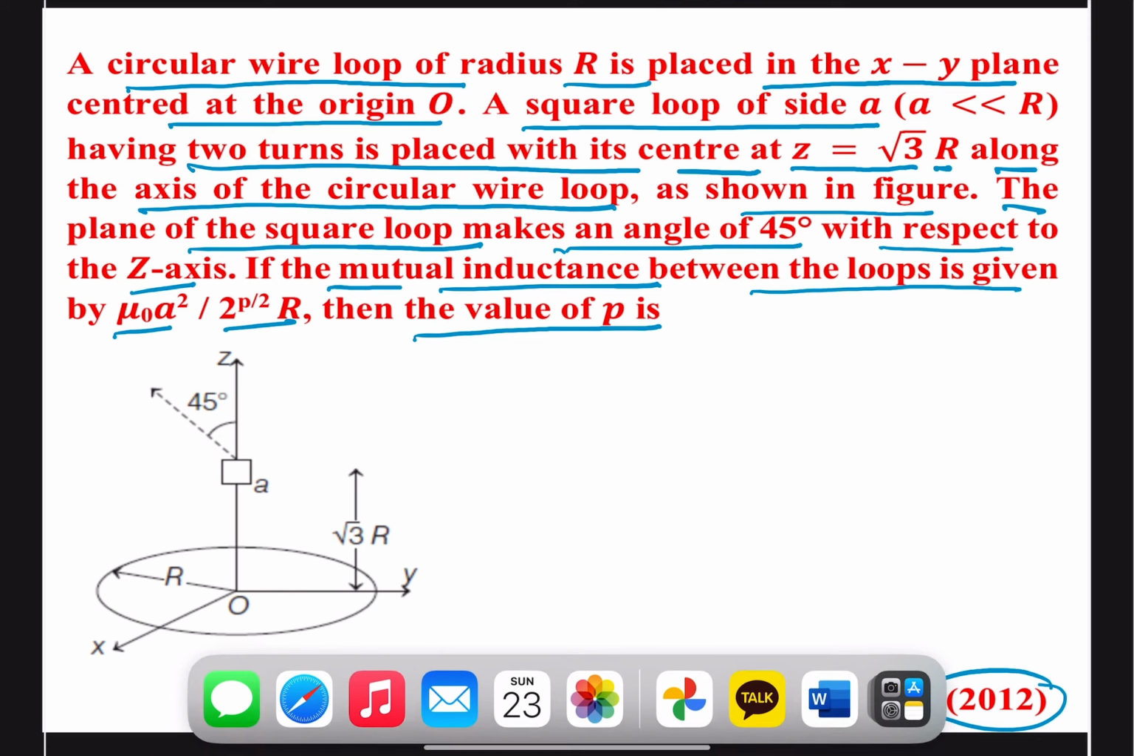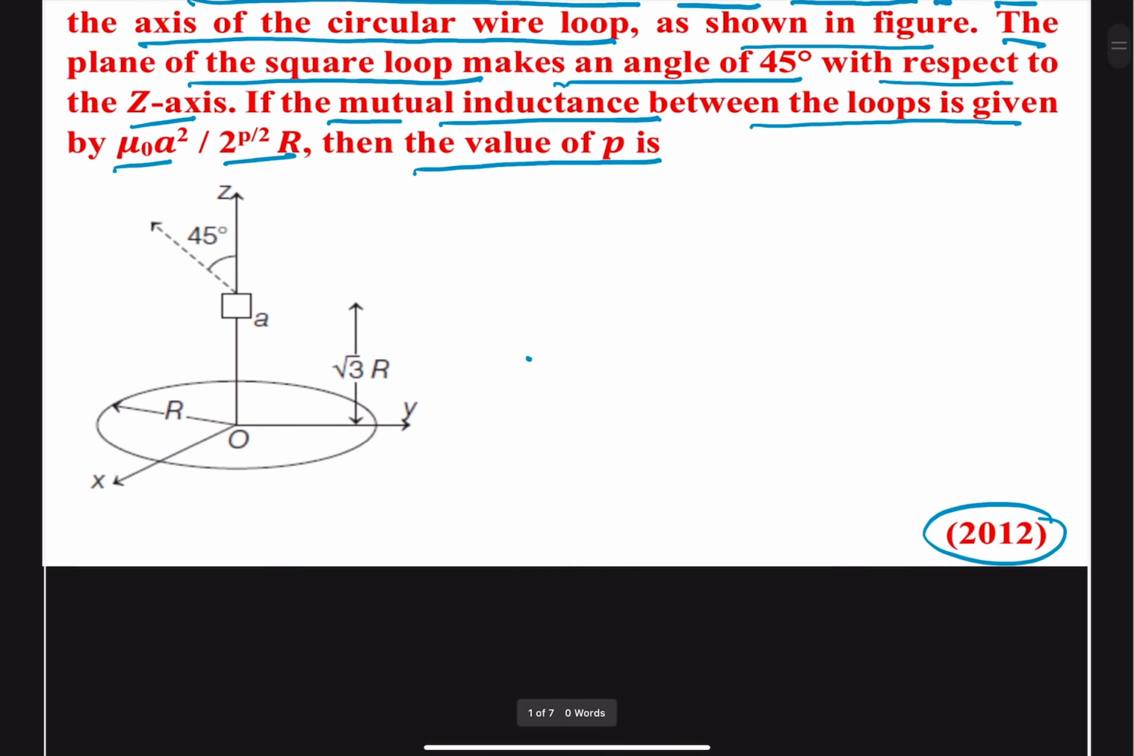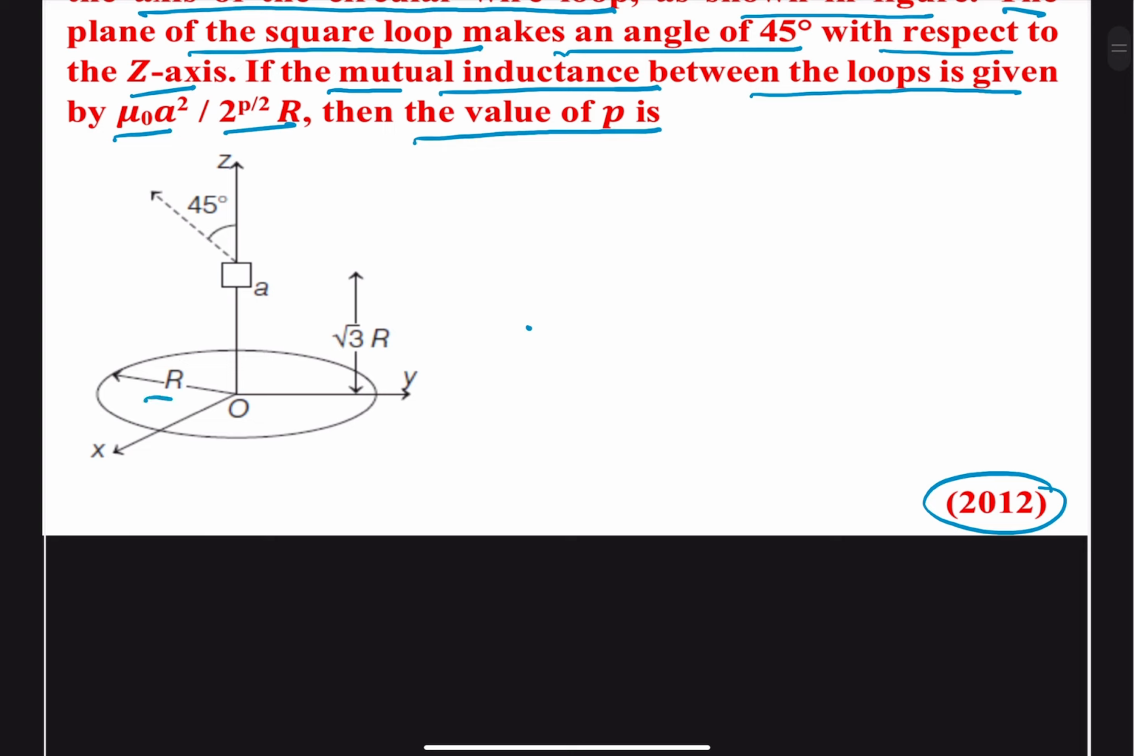So we are given a figure, and in the figure we have a circular loop of radius r and a square loop of side A, which is placed along the z-axis at a distance of square root of 3 times r, and we have to find the mutual inductance between these two loops. The important thing is that the square loop is placed in such a way that it is making an angle of 45 degrees with the z-axis.